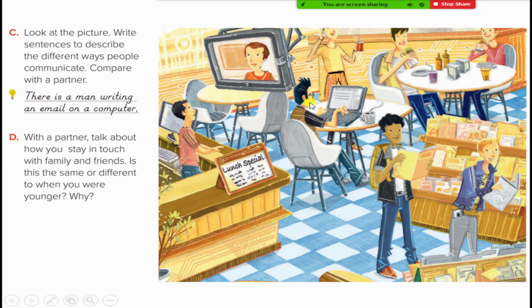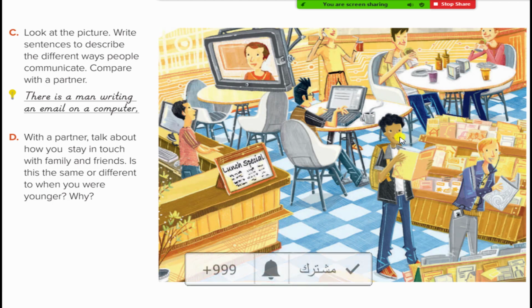Look at the picture here. Write sentences to describe the different ways people communicate. Compare with a partner. Example here: there is a man writing an email on a computer. Who can describe these photos with more sentences? Okay, Ayman?